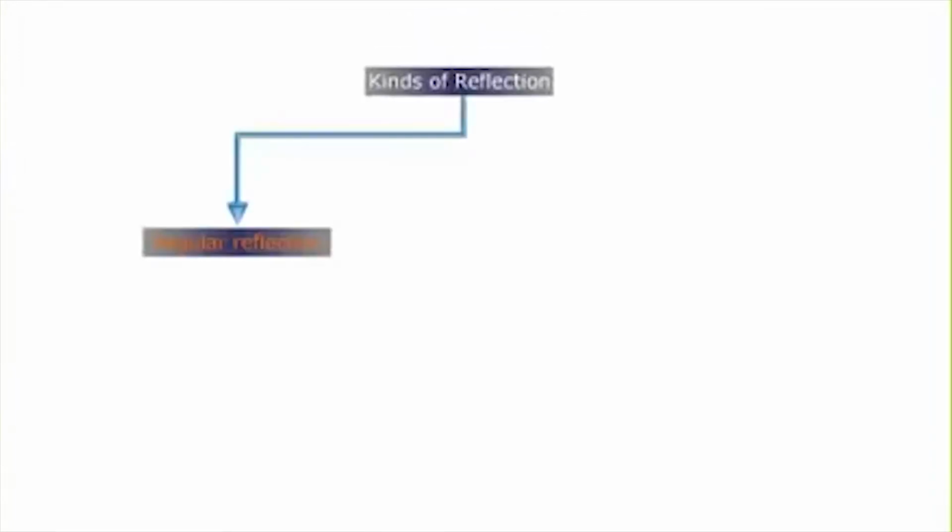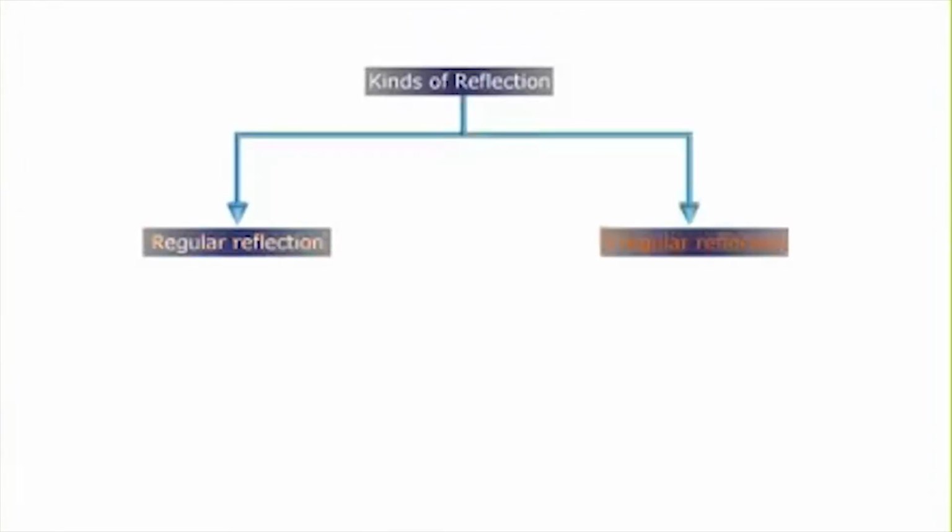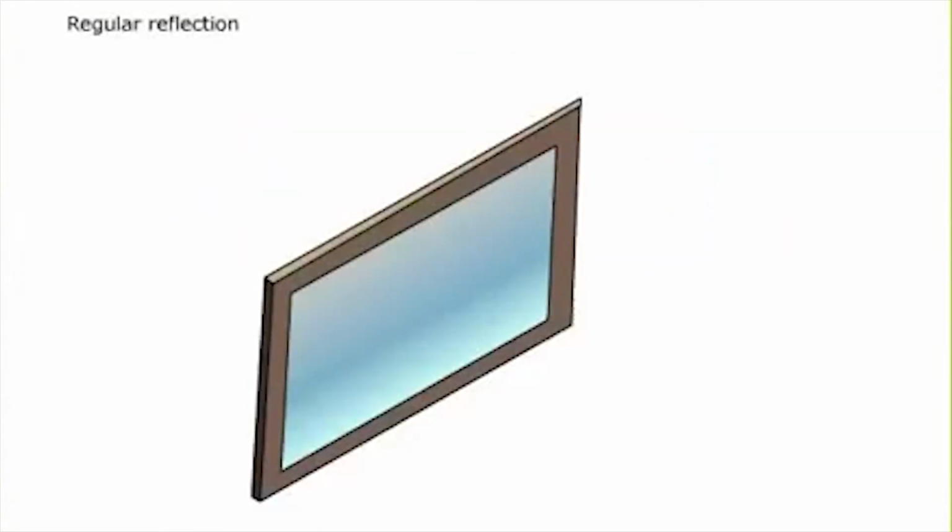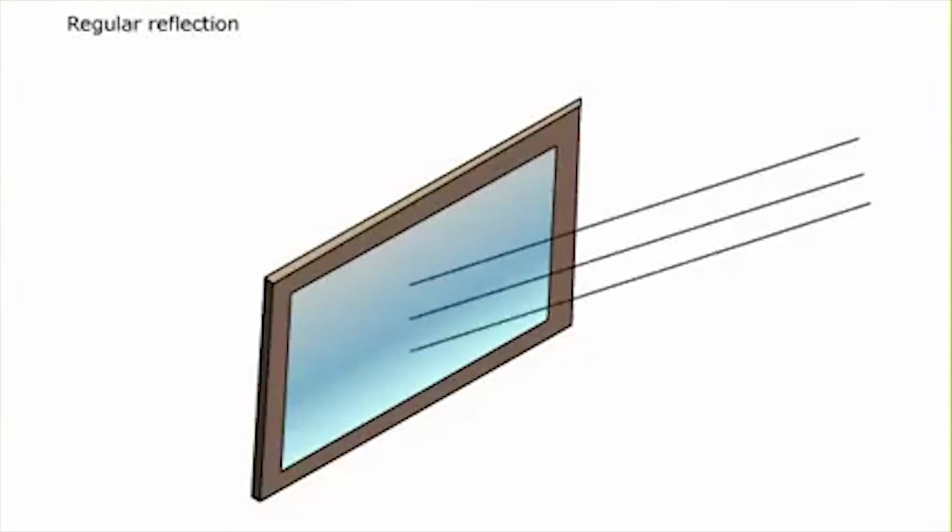Reflection is of two kinds, namely, regular reflection and irregular reflection. Regular reflection takes place when a beam of light falls on a smooth and polished surface like a mirror. In regular reflection, the reflected light goes only in a fixed direction.